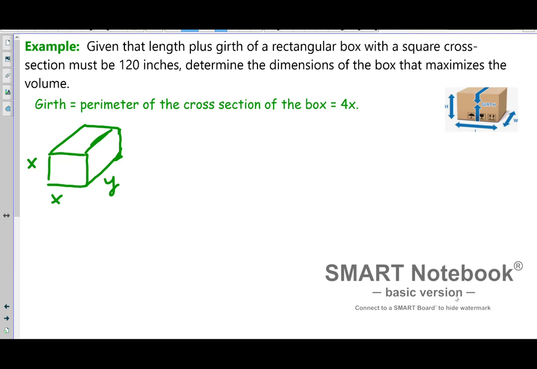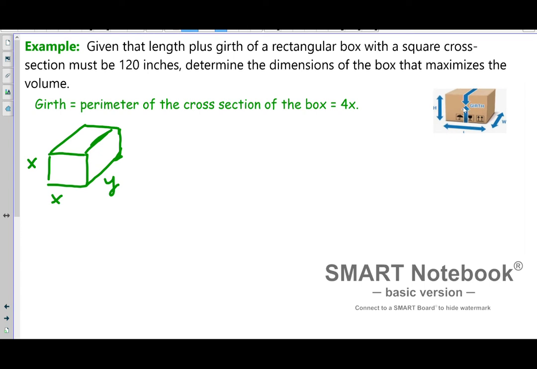Okay, so here it is, our next problem on optimization, known as the length plus girth box problem. The typical question will ask you to maximize the volume of a box with the given restriction that the length plus girth must equal a given number. In this case, length plus girth equals 120. First of all, what do they mean when they say girth of a box?